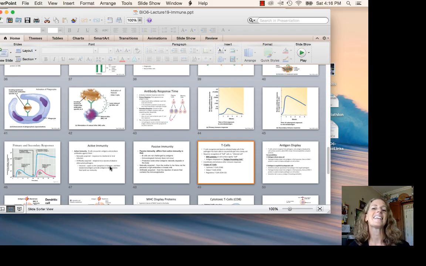Okay, we are finished with the immune system. Please take a moment to review the nonspecific defenses, the B-cell mediated antibody response, and the T-cell cellular mediated response. Let me know if you guys have any questions.